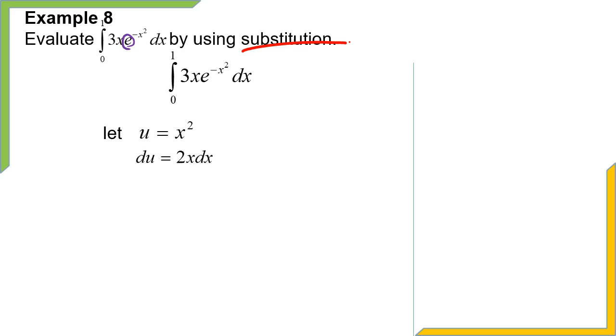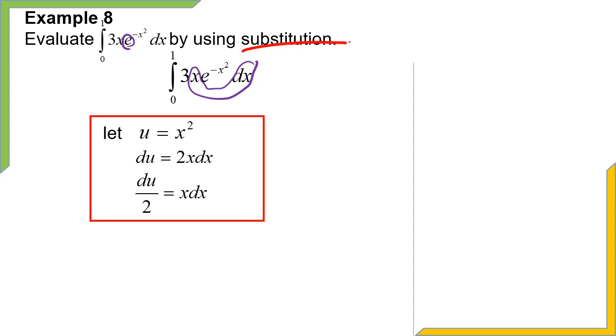We get du/dx equal to 2x. So du equal to 2x dx. Do we have 2x dx in the question? No, we only have 3x or x dx. So the 2 will be brought to the left side. So we have du over 2 equal to x dx. Okay, so we can replace the x squared and the x dx.